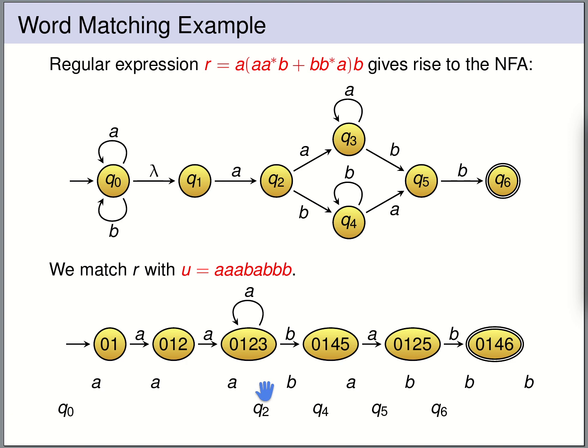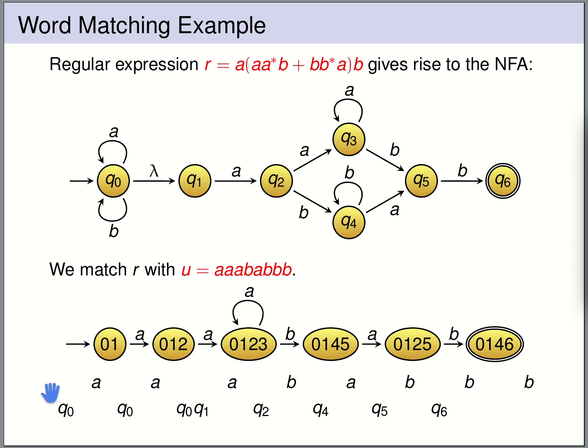Now from q2 we have read an A, so we must have come from q1. From q1 there's only a lambda transition, so we came from q0 without any input letter. And in q0 we came from q0 reading an A, and again from q0 reading an A.